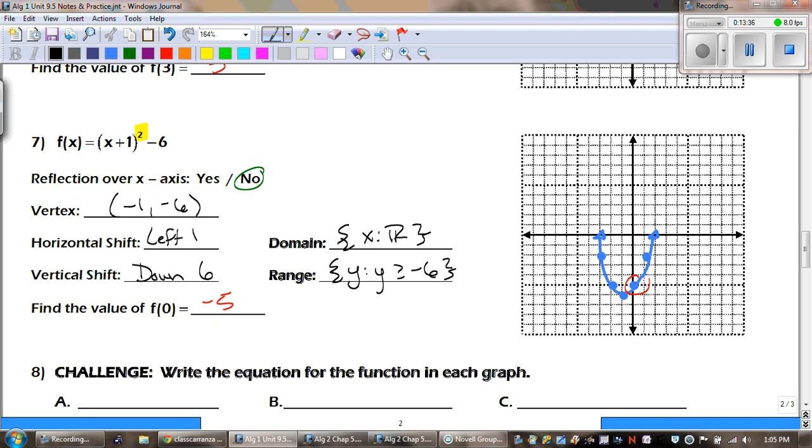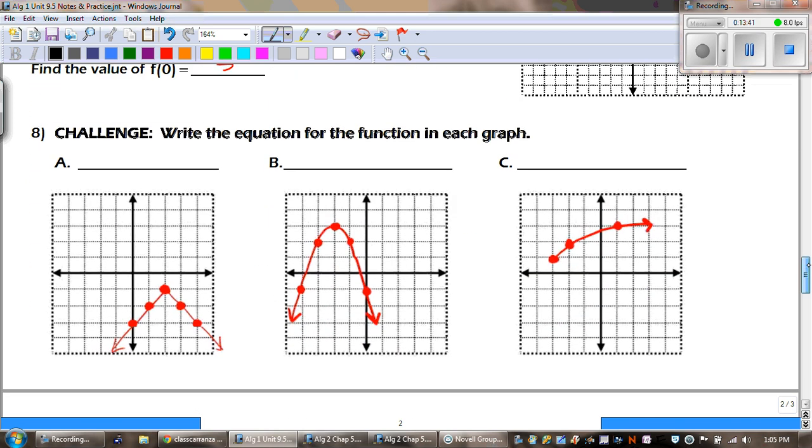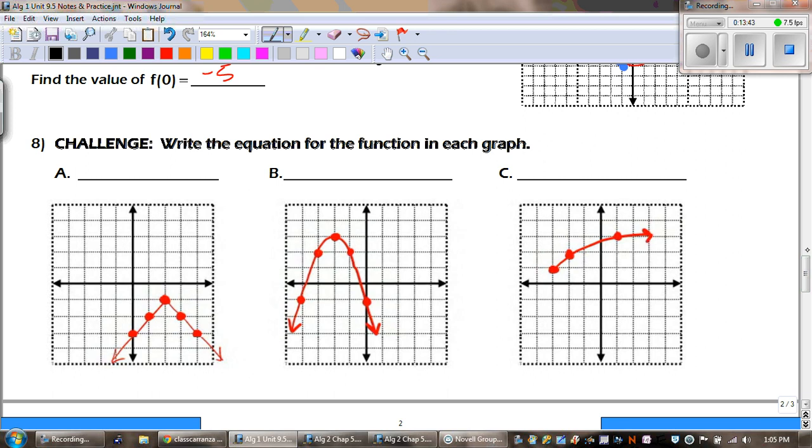Okay. Let's look at the bottom part where it says challenge. These are the type of questions that you would see on the harder version of a quiz. Okay. It's asking you to write the equation in each graph, not to tell me what type it is. Write the equation. So the things that we have to ask ourselves when we're doing this is, what's the shape? What's the vertex or the initial point? And is there a reflection?